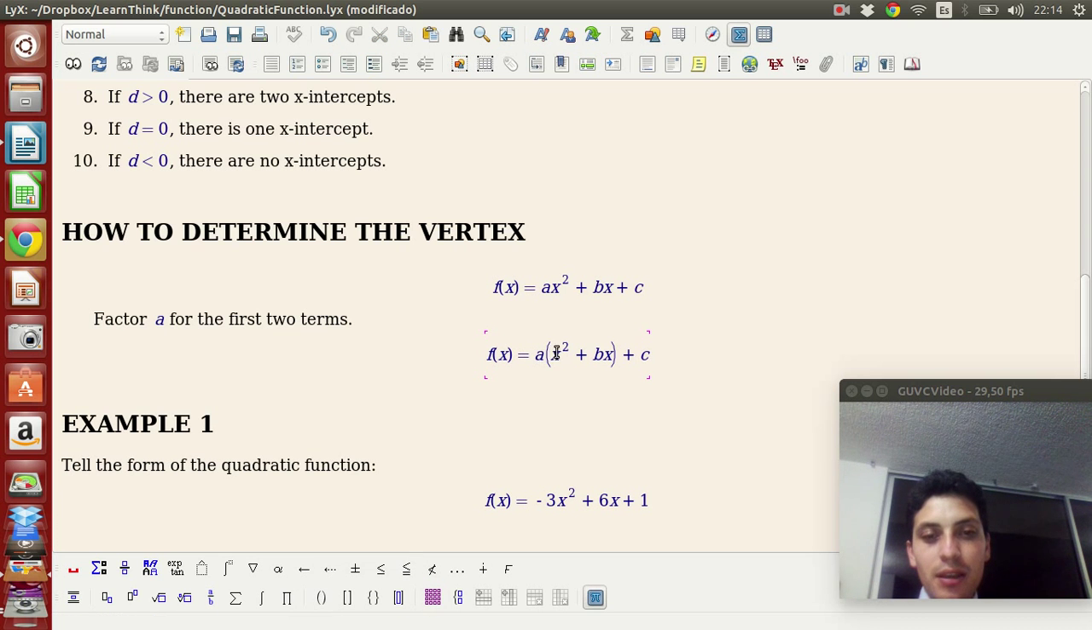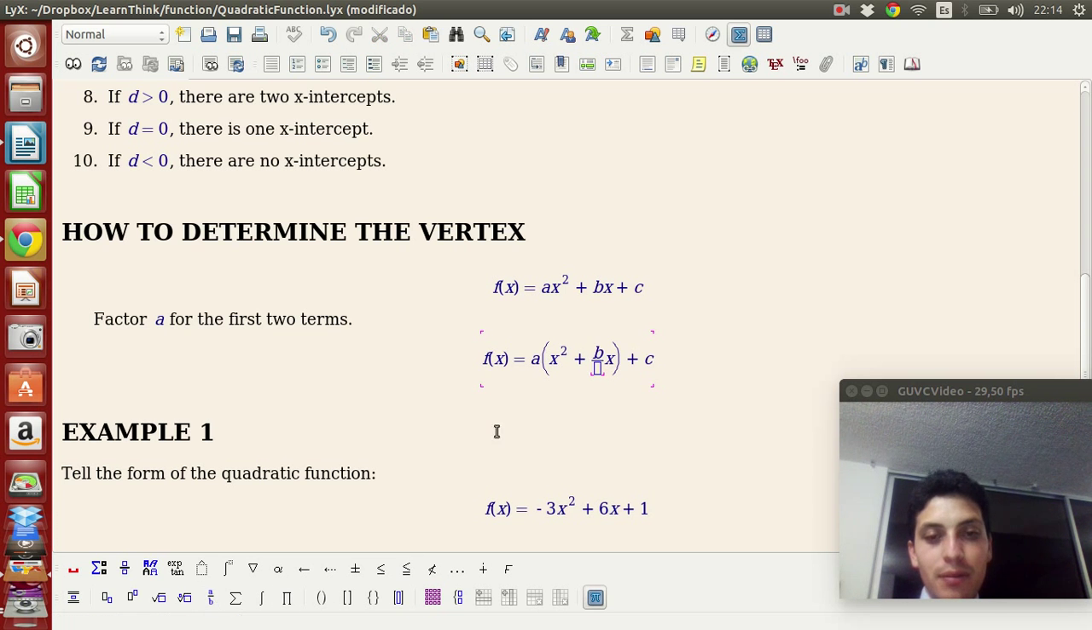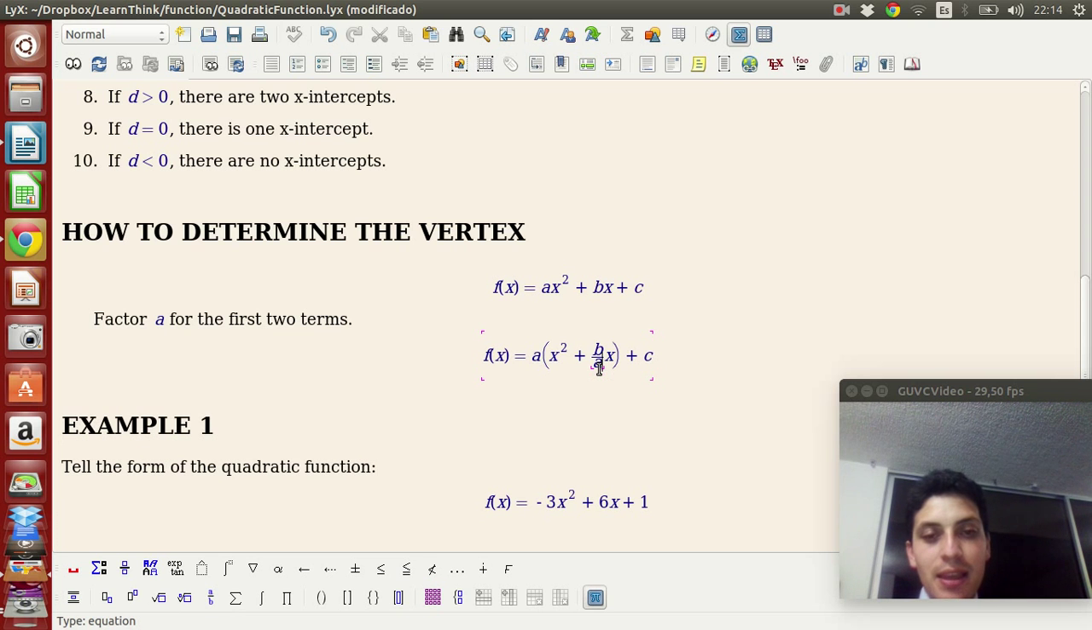So if I factor a, and I multiply it, I will have ax squared plus bx. We need to have bx when we multiply, so we can have here b divided by a, times x. Now we have to add a term that helps us get a perfect square trinomial. So what will be this term? You have x squared plus b over a times x. So we have to add some term in such a way that we have a perfect square trinomial.